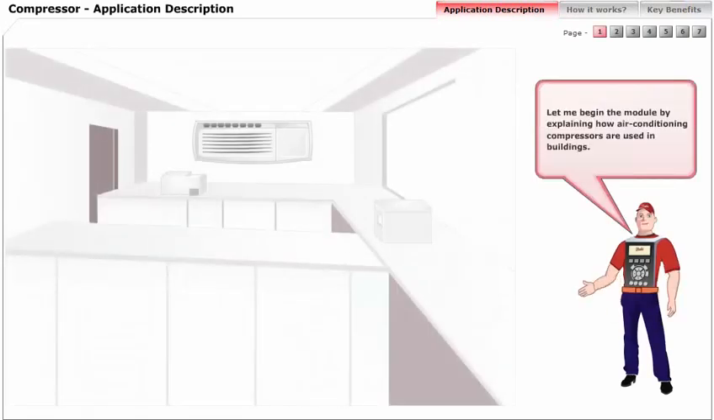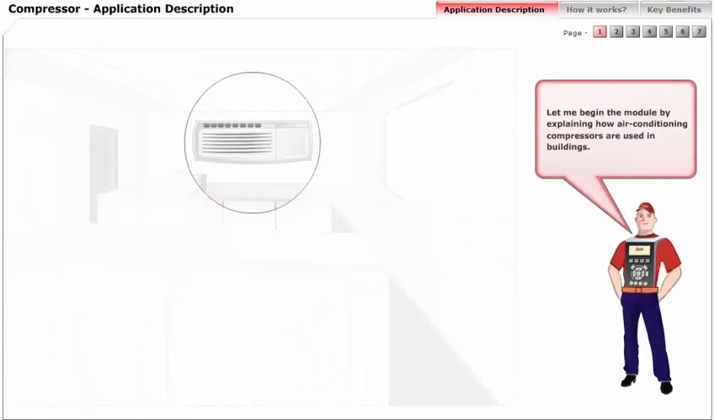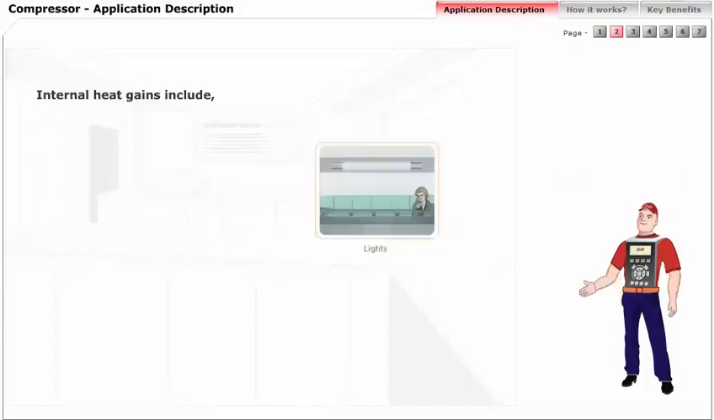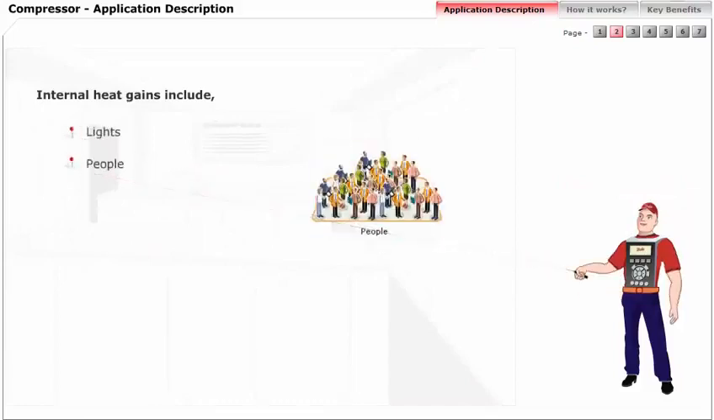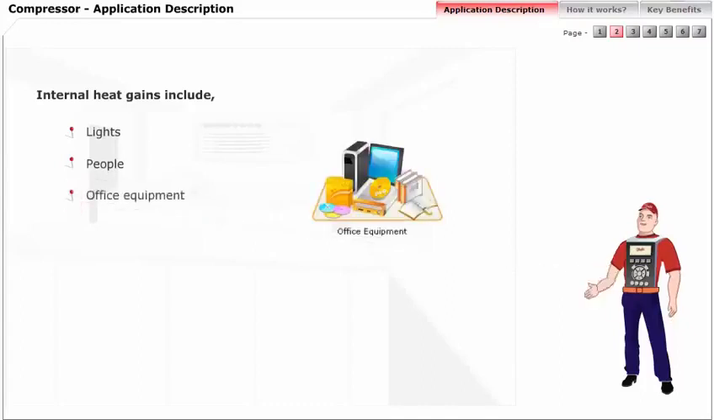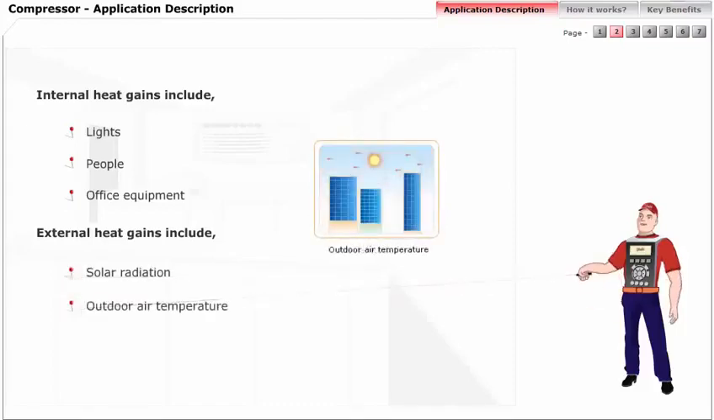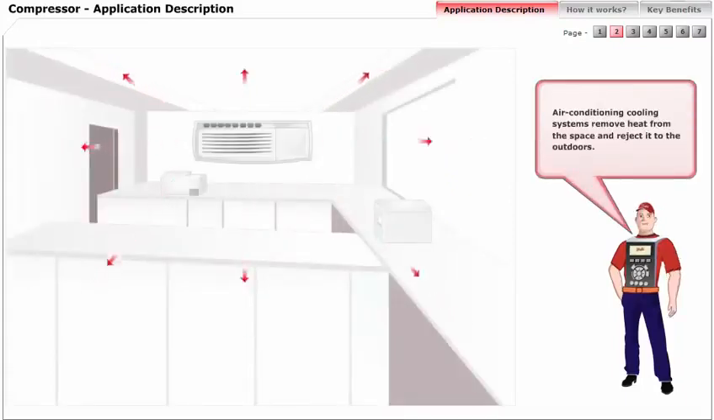Let me begin the module by explaining how air conditioning compressors are used in buildings. Commercial buildings require cooling to offset heat gains from the internal and the external sources. Internal heat gains include lights, people, and office equipment. External heat gains include solar radiation and outdoor air temperature. Air conditioning cooling systems remove heat from the space and reject it to the outdoors.